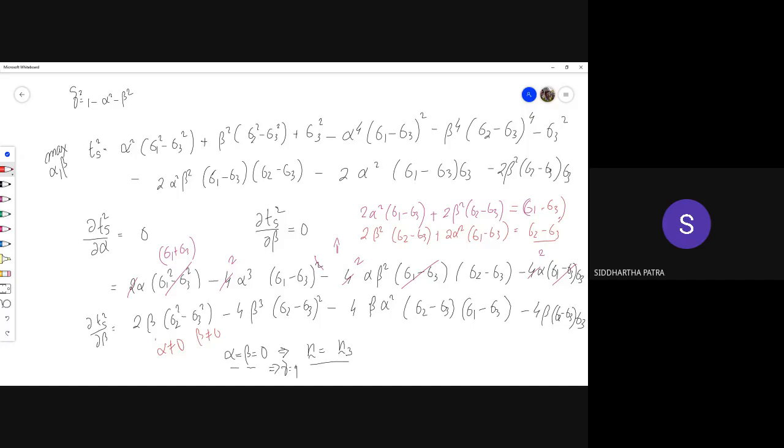Can you see the problem? No, these are not parabolic equations. These are linear in alpha squared and beta squared. If you think of alpha squared as x and beta squared as y, these are some coefficients, sigma 1, sigma 2, etc. And these are actually linear equations in alpha squared and beta squared.